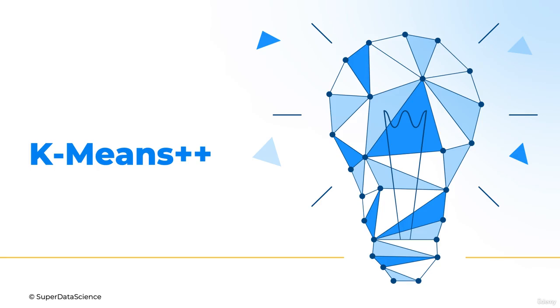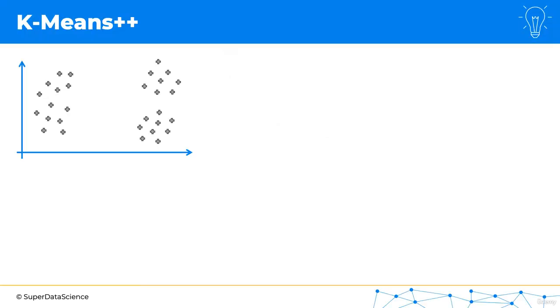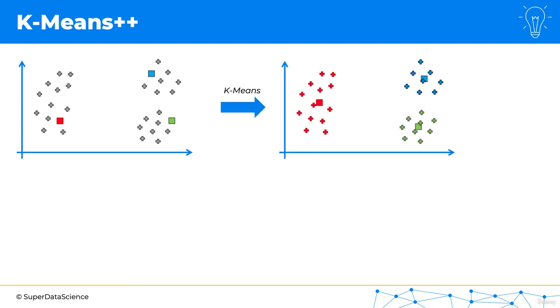In today's tutorial, we're going to look at k-means++ and understand how it works and why it's used. So here we've got our data set, and let's say we want to apply k-means. And for argument's sake, let's say that the centroids are initialized in the following way. Then once we apply k-means and all the steps take place, we will end up with these three clusters.